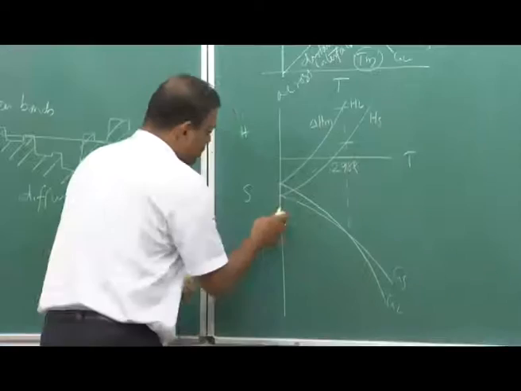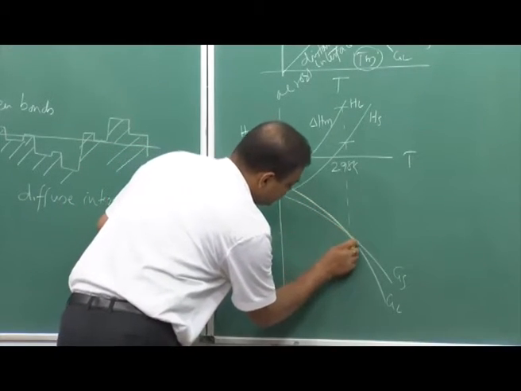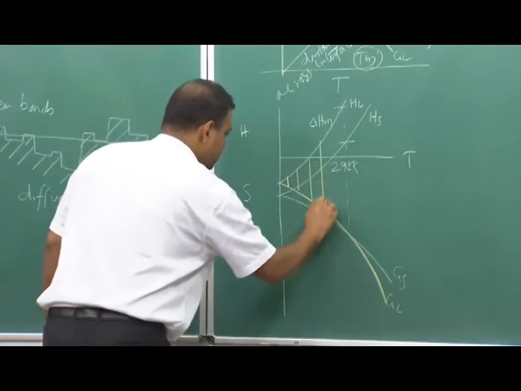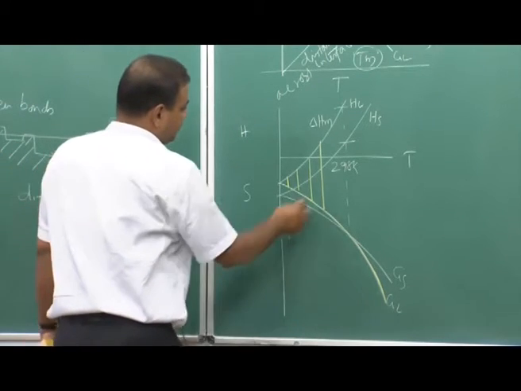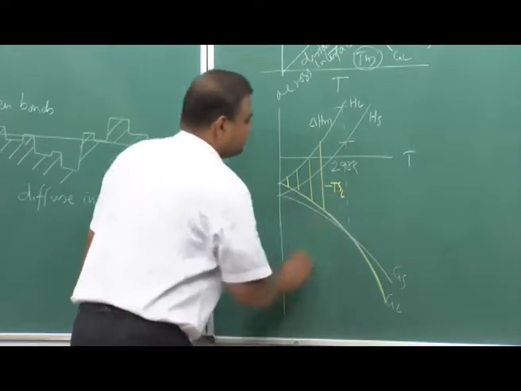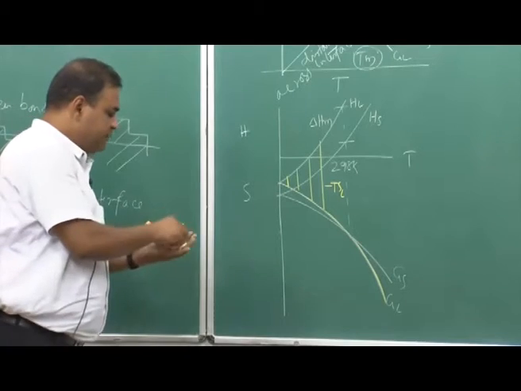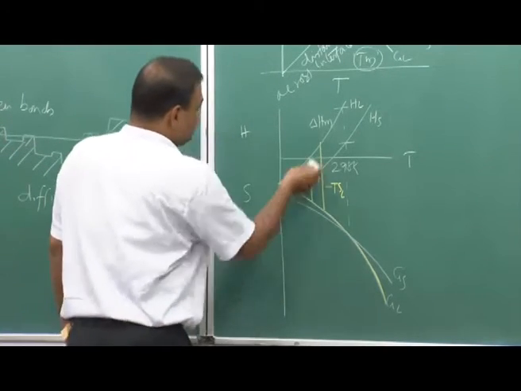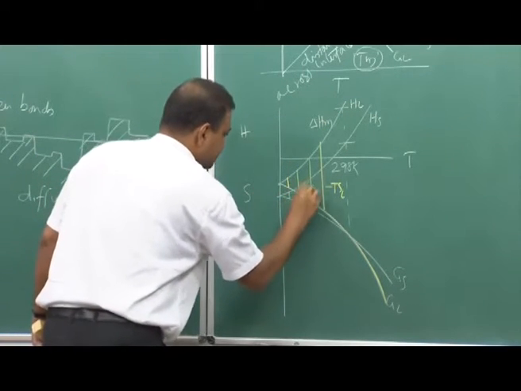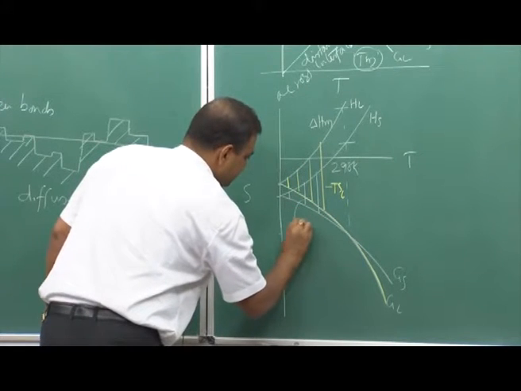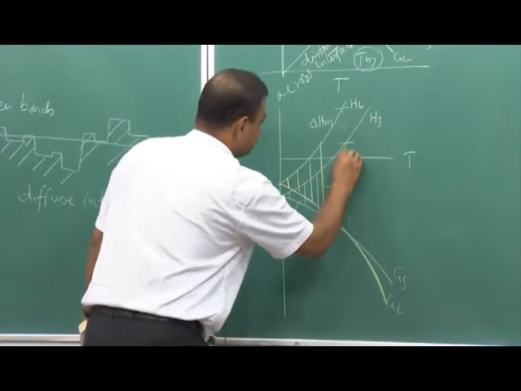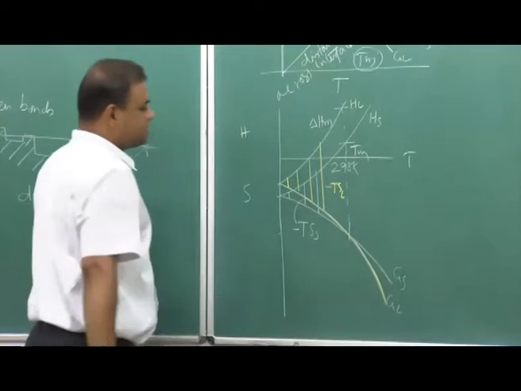For example, if we draw this G L, the free energy of G L, with the yellow line, we are getting this by deducting the minus T S liquid term. Similarly, if I try to see how we are getting G L from H S, we are deducting the T S term. Now, this is at the melting point. So, here G S equals G L.